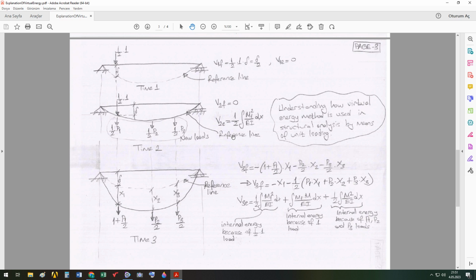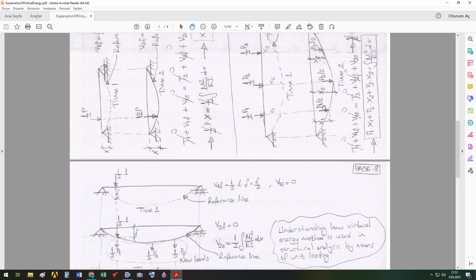And he invented a loading. This is the unit loading. The mentioned virtual energy method used in structural analysis is actually the application of energy methods by means of additional unit loading. This is the development of the method.